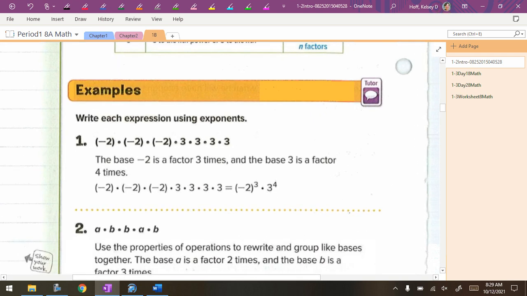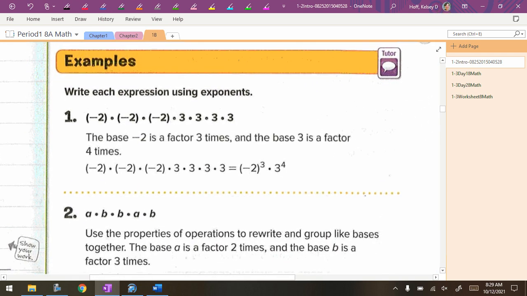So it says rewrite each expression using exponents. So if we look here, how many negative 2's are multiplied right here? 3 of them. So they wrote negative 2 to the 3rd power. And then they counted how many 3's do we have? 4. So we have 3 to the 4th power.